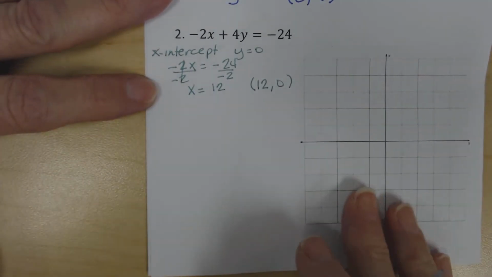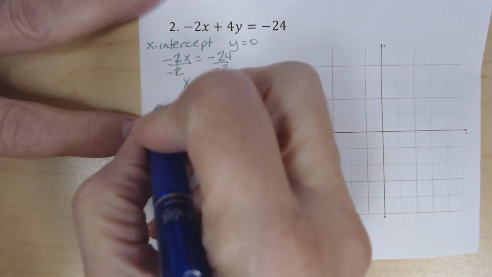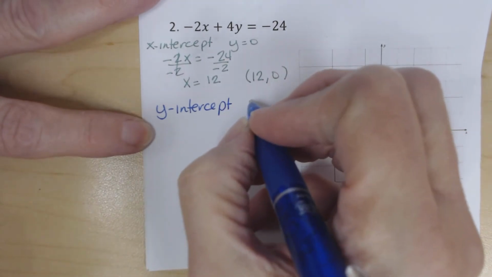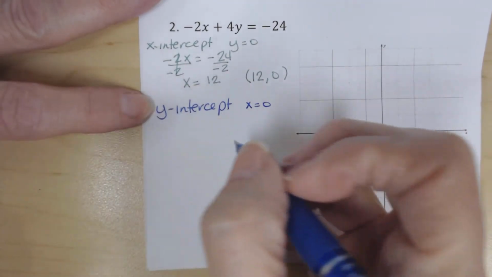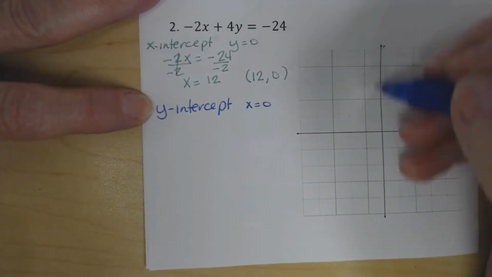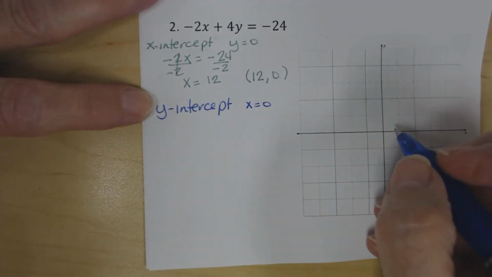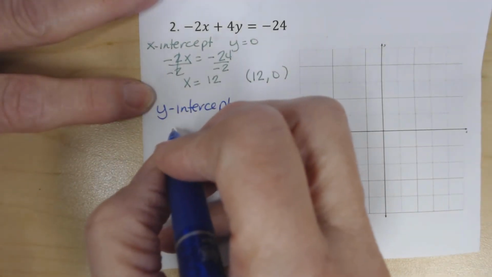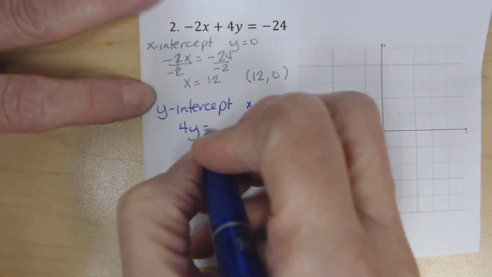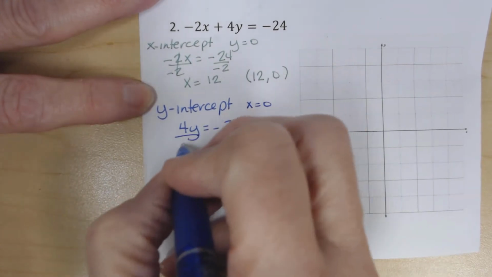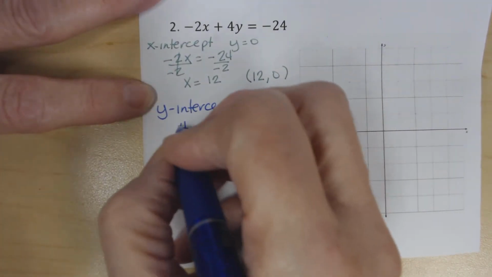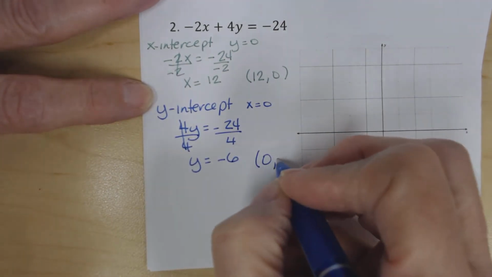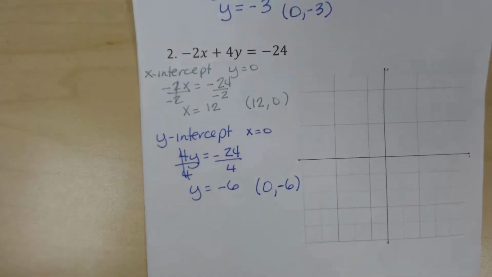Then for my y-intercept, I'm going to let x equal 0 because that's what happens along the y-axis. The value of x is always 0. So we're going to end up with 4y equals negative 24 because the x term will simply disappear. And then we have the ordered pair (0, -6) for the y-intercept.